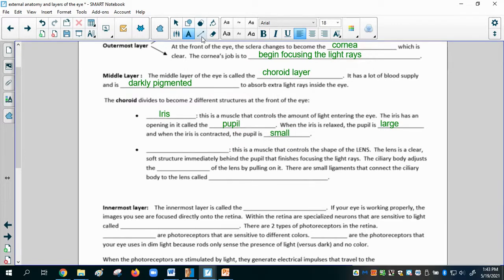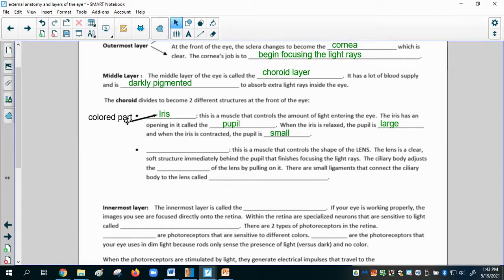So the iris is the colored part of the eye, and I'm going to add that just as a little side note, just to make sure we can identify it later. It can be blue or brown or green or gray or hazel or whatever. And that has no bearing whatsoever on how it functions. The color is just a genetic expression. So that's part of that choroid layer, but it's at the front of the eye.